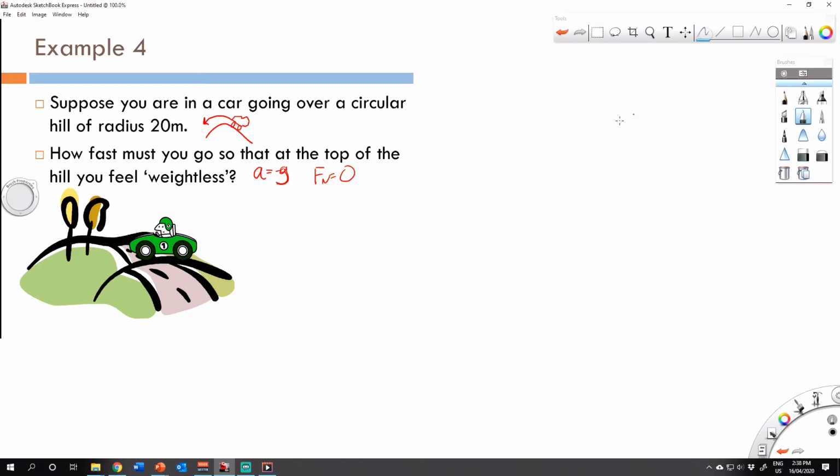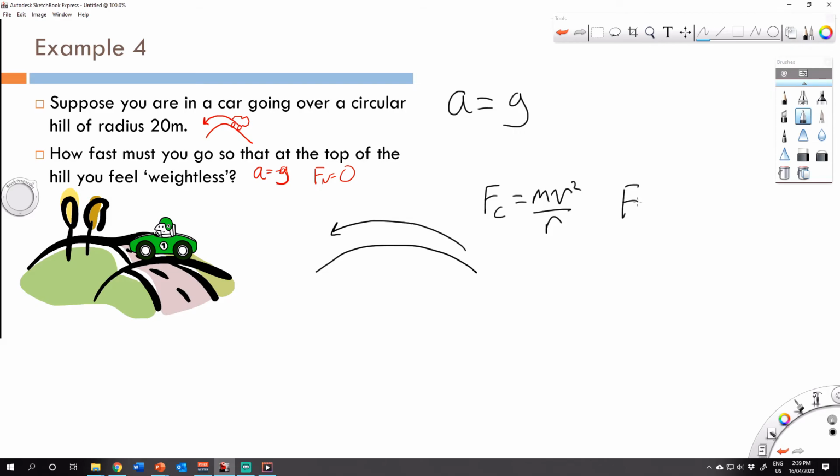Our goal here is to make our normal force equal to 0, and the easiest way to do that is to make it so that our acceleration is the same as gravity. Going over top of the hill, we have two forces acting against us. We have centripetal force, mass times v squared over r, and then the force of gravity on the vehicle, which is mass times gravity. Our goal is to make the normal force equivalent to 0. Basically, we want our centripetal force to be entirely provided by the force of gravity.